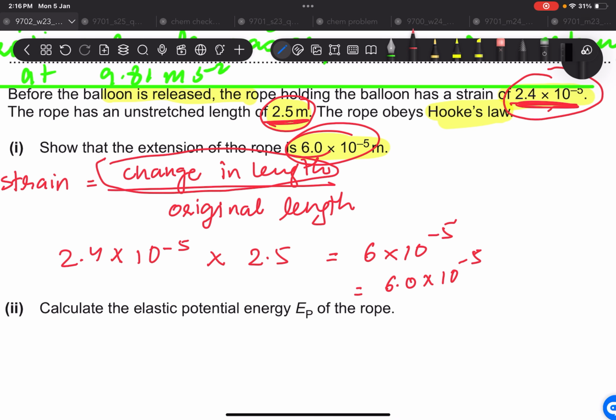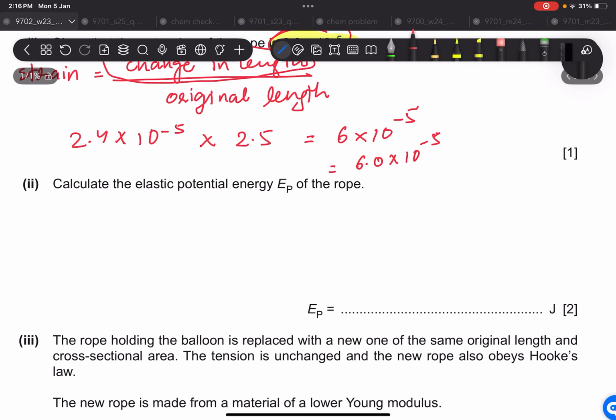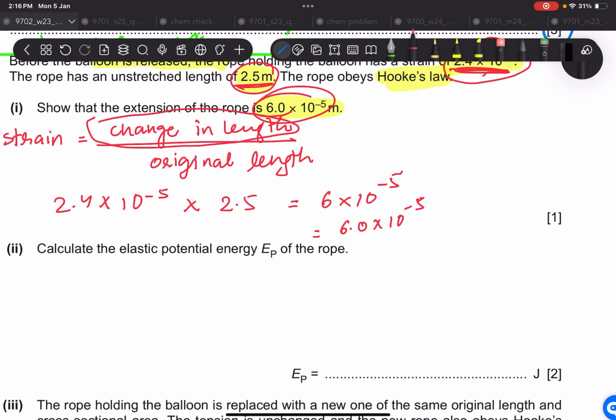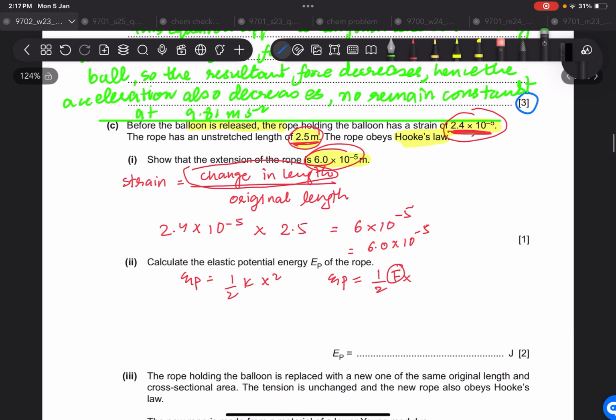Calculate the elastic potential energy in the rope. Elastic potential energy is going to be EP equals to half kx square. I think this is one of the formulas. And the other formula is EP equals to half Fx. Okay? So you can use any formula. You have the force as well. The force was given as the tension in the rope in the beginning. So force into extension divided by 2.